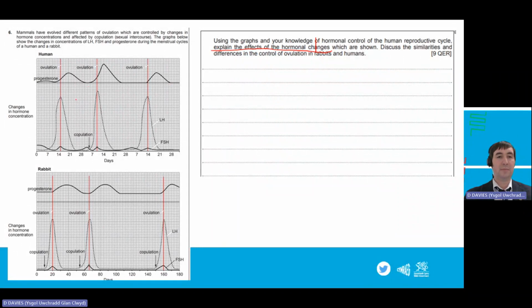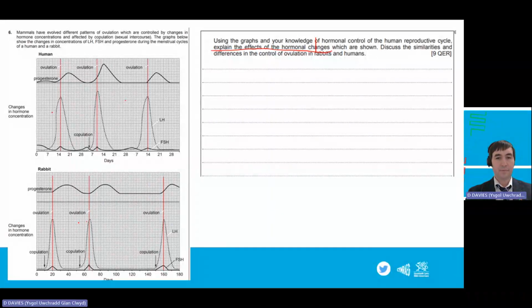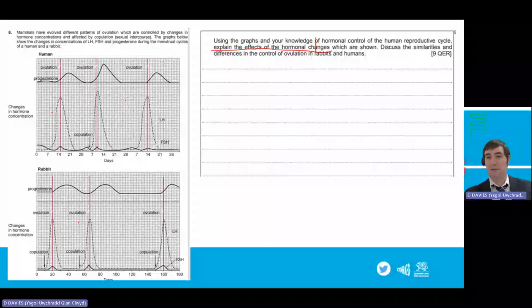So what is similar between this one and this one? What is different between this one and this one? Okay, and even be that systematic. So talk about what happens to the progesterone level here, talk about what happens to the progesterone level there, talk about what happens to the LH here, talk about what happens to LH here. Yeah, and doing a comparison makes it more difficult for the marker not to give you the mark.